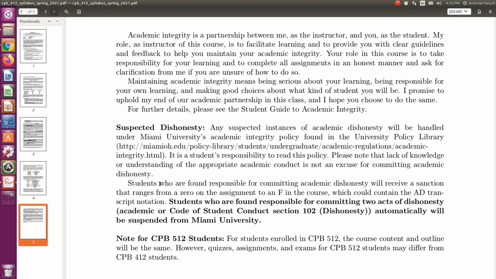And last note is for the grad students in this class: know that the contents of the quizzes, assignments, and exams could potentially be different for that graduate level component.